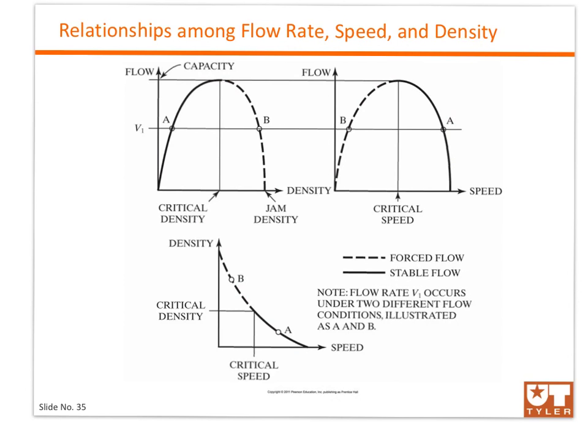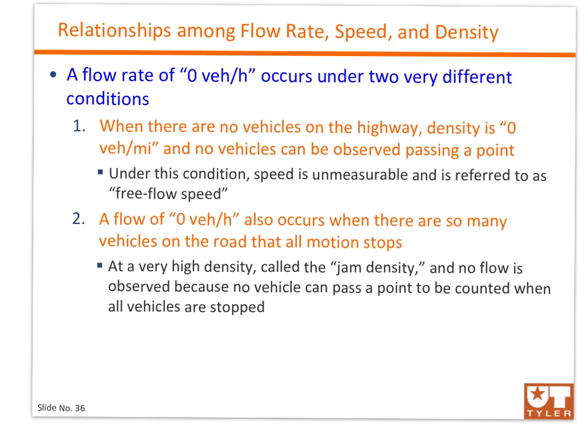One thing I want to mention is that the continuous line is what we call a stable flow, versus the dotted line, which is a forced flow. So in more detail, let's talk about those things in bullet style. As you could see from the previous graph, a flow rate of 0 vehicles per hour can occur at two different conditions.